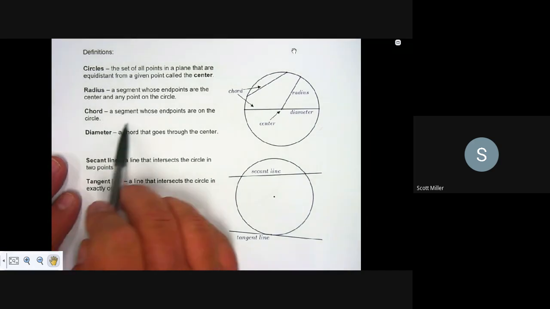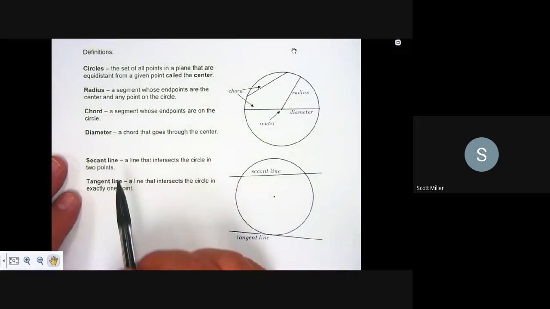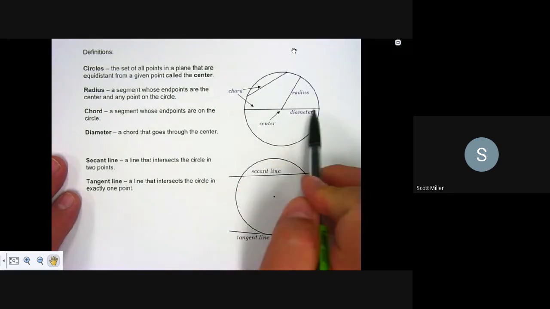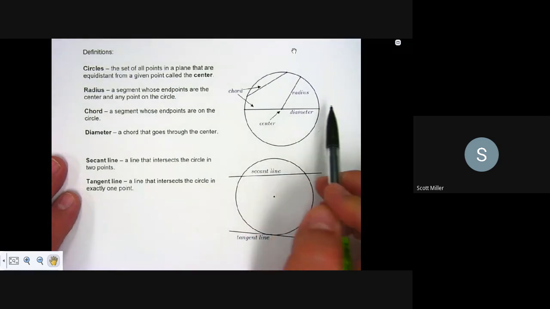A chord is a segment whose endpoints are on the circle. Okay? This is a chord. The diameter of a circle is a chord. In fact, it is the longest chord.